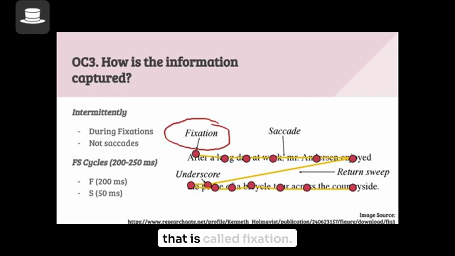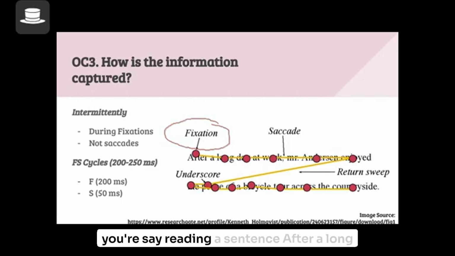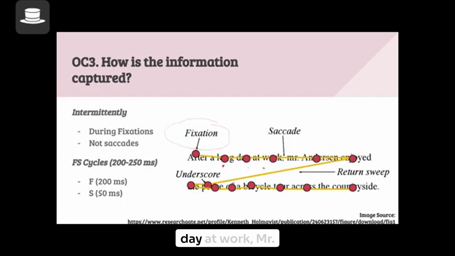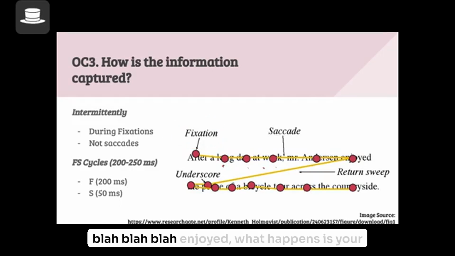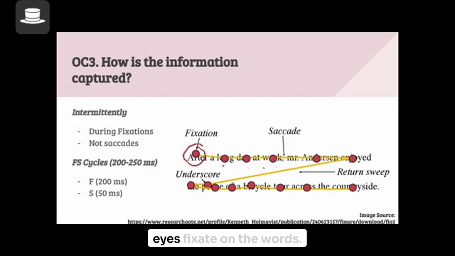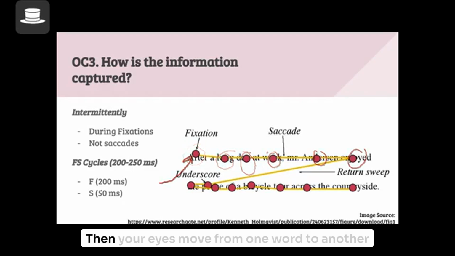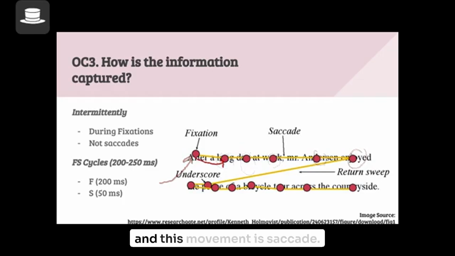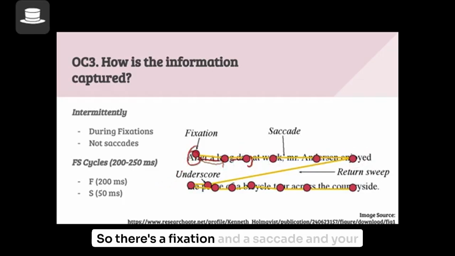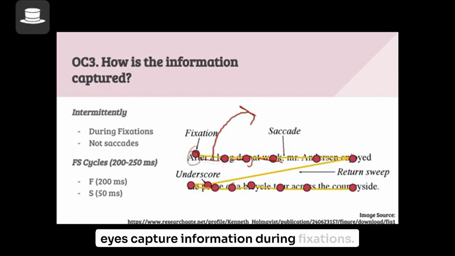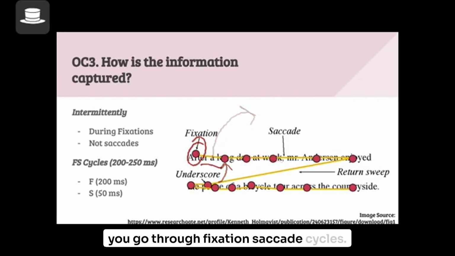That is called fixation. If you're, say, reading a sentence after a long day at work, Mr. Blah blah blah enjoyed. What happens is your eyes fixate on the words. Fixation is when your eyes capture information. Then your eyes move from one word to another, and this moment is saccade. So there's a fixation and a saccade, and your eyes capture information during fixations. You go through fixation saccade cycles.